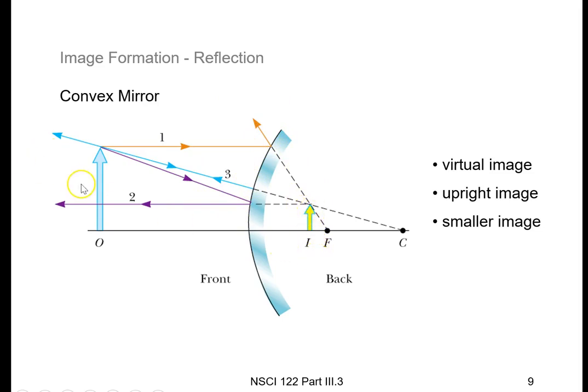Now, if I move this object closer to the convex mirror, yes, the location of the image and the size will change. In fact, it'll get bigger and bigger and look closer and closer to the mirror, but it's still going to be virtual, upright, and smaller than the object.